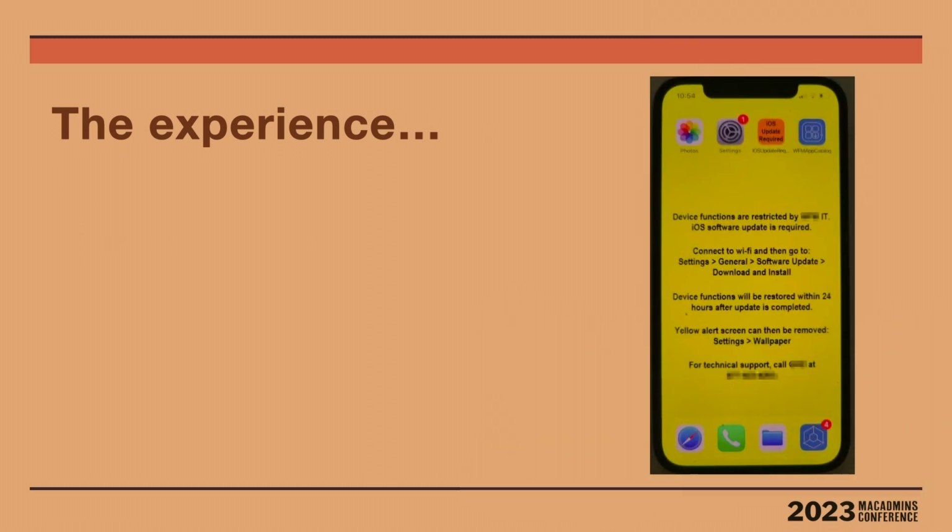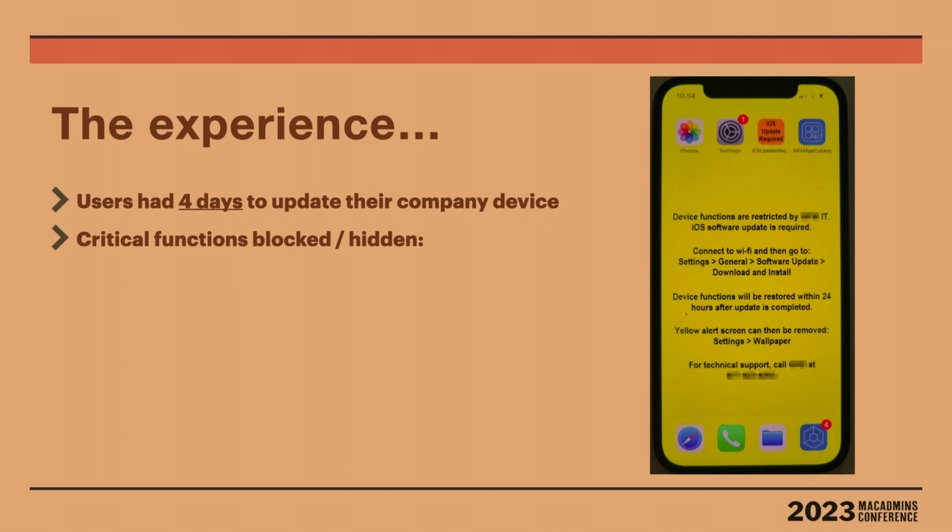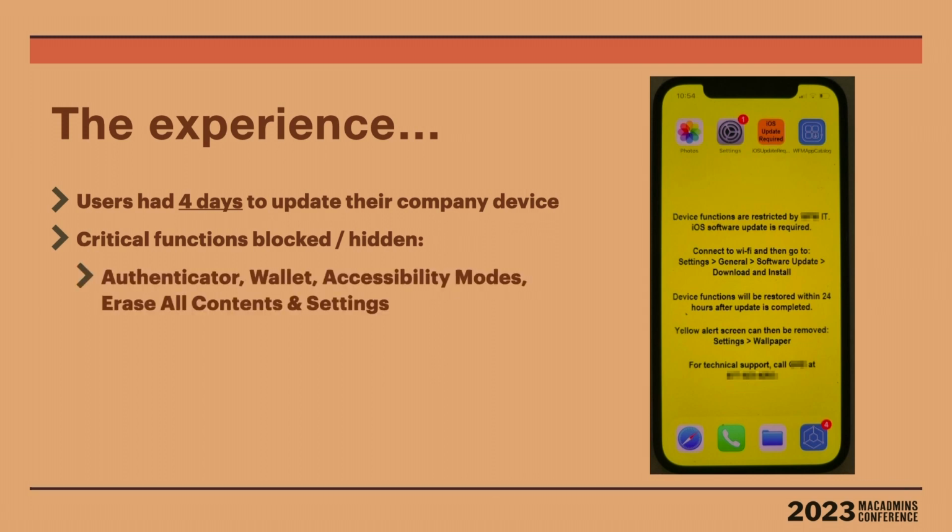Big, ugly yellow screen. All the apps that the user had were hidden or removed. Users had 4 days to update their company device. Critical functions were blocked or hidden. Accessibility settings were blocked. Authenticator was removed. Wallet was removed. People were trapped at airports and couldn't call using their voice, couldn't access their company cards. And worst of all, they couldn't do erase all contents and settings.